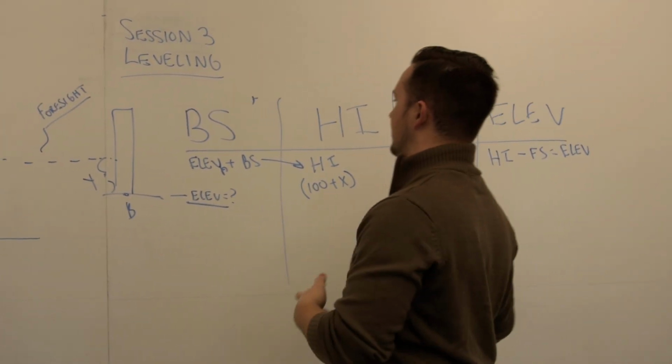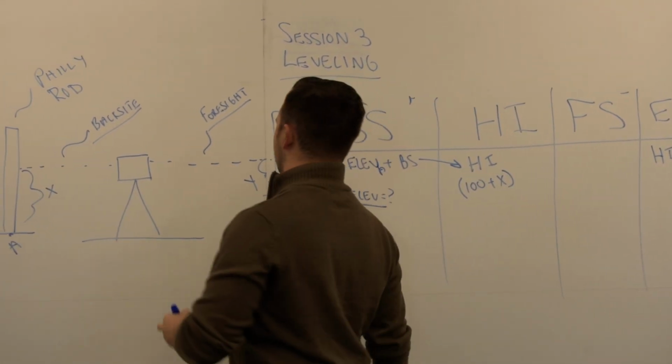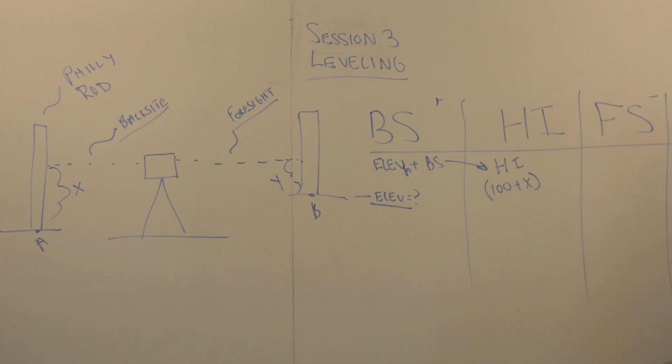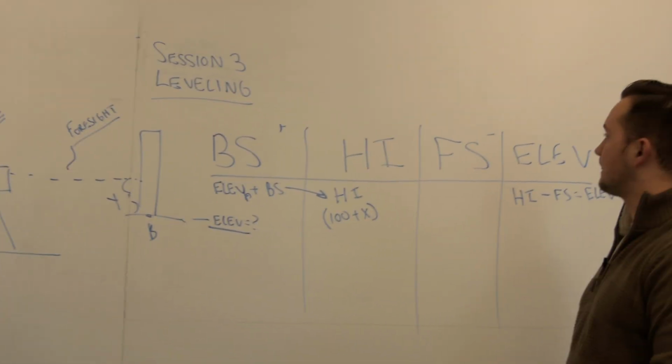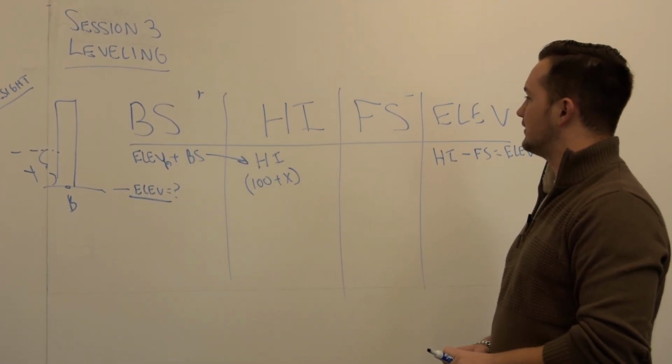And then as we progress through these, we can move the location of this auto level and then go through the process again to determine more points. I think that is a pretty straightforward part of it.